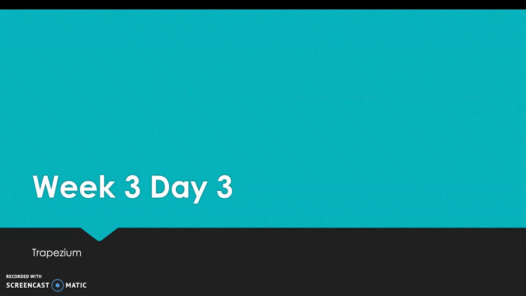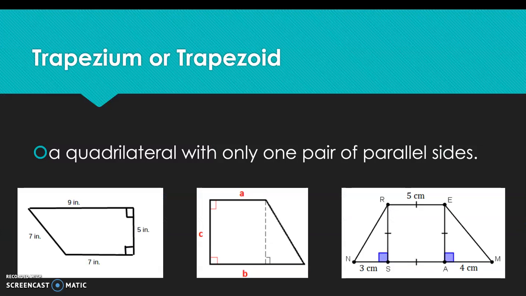Good morning. Day 3. Today we're going to talk about the shape called a trapezium, also known as a trapezoid. A trapezium is a quadrilateral, so it has 4 sides, with only one pair of parallel sides.